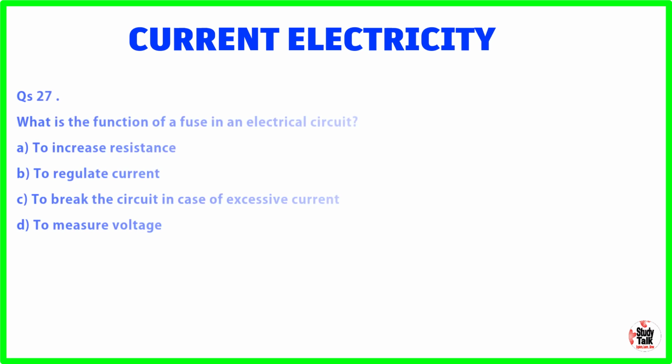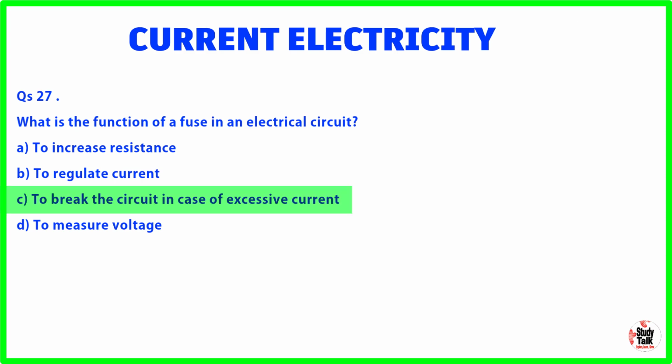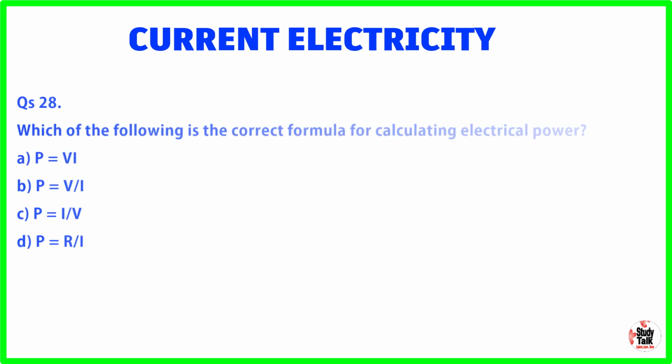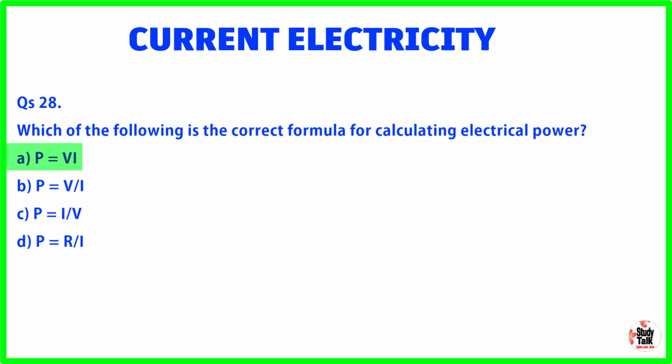What is the function of a fuse in an electrical circuit? To break the circuit in case of excessive current. Which of the following is a correct formula for calculating electrical power? P is equal to VI.